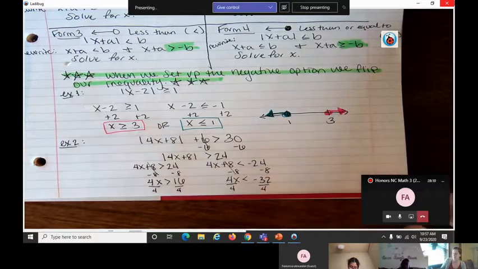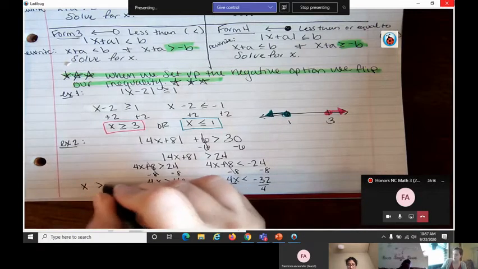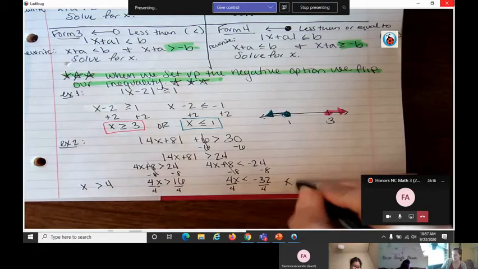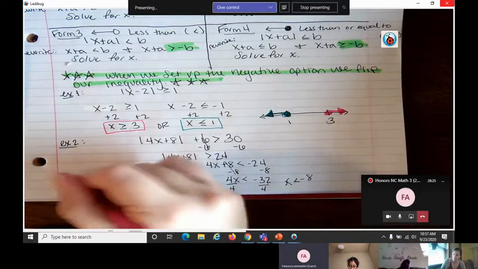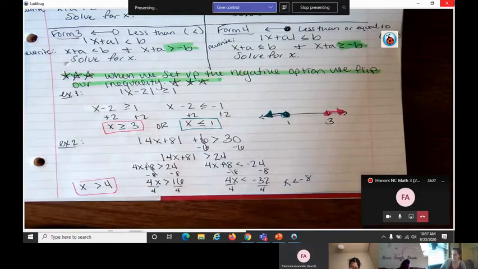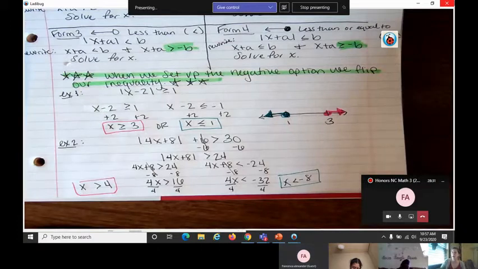And I ran out of room, so I'll write this inequality over here. We'll have x is greater than 4, and x is less than -8. So those are my two inequalities. And I'm going to color them, and we're going to put them on a number line.